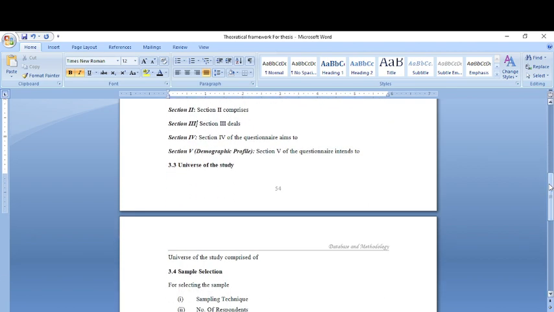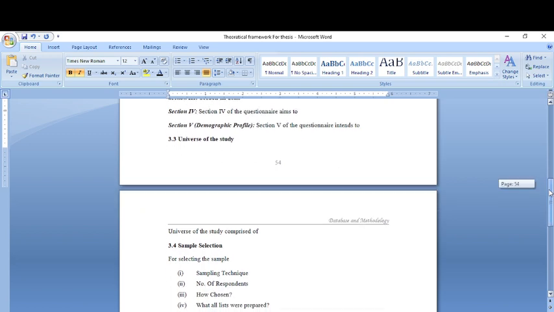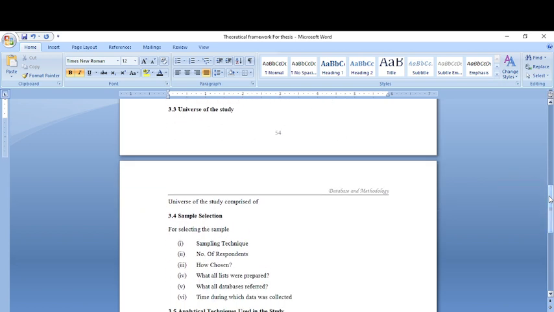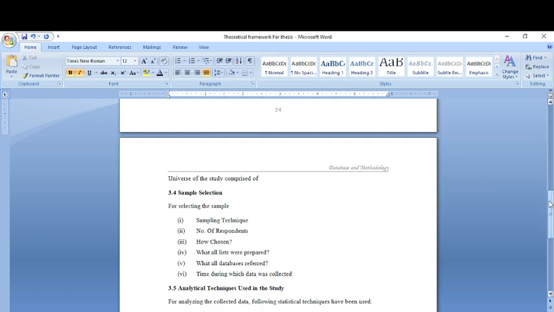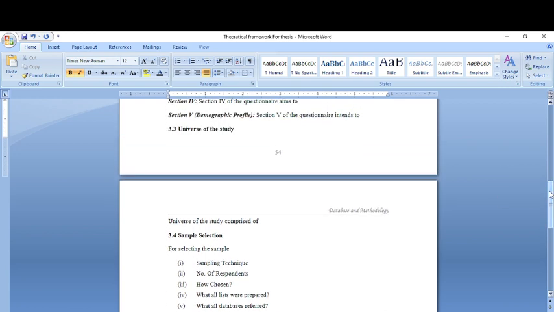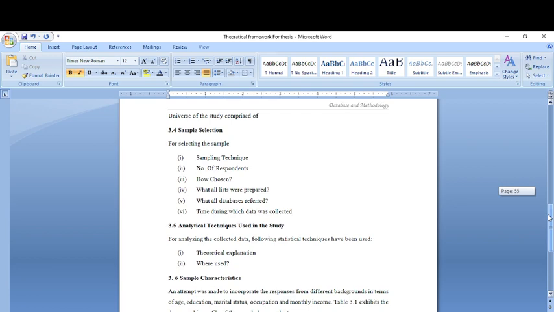The third is 3.3, universe of the study. The universe of the study is the total area from which the sample was taken. So what did it comprise? The universe comprised of the entire, say if it is women investors, the entire women investors, or say the people using e-tourism or people using e-channels for payment, so they'll be my universe. So that is simple. Then sample selection.